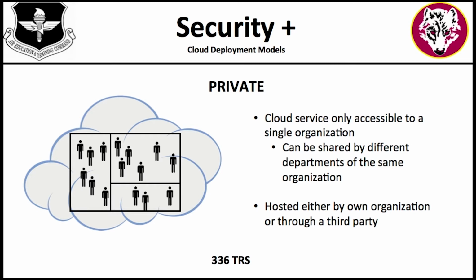The next cloud deployment model we'll be discussing is the private cloud deployment model. The private cloud is a cloud service only accessible to a single organization. Within a single organization, there could be multiple subgroups who can have access to the data in it. For example, something that is on the Air Force portal is mostly accessible by members of the Air Force. A private cloud could be either hosted by the organization itself or through third-party vendors like Microsoft, Amazon Web Services, and other companies. A risk related to a private cloud is that if somebody within the organization is hacked or attacked, it could potentially put everything on the private cloud at risk.